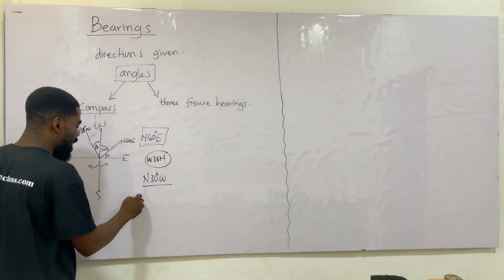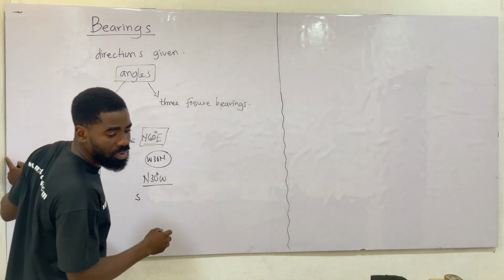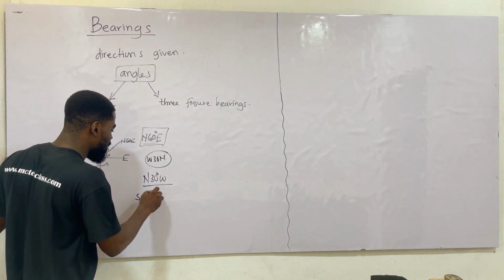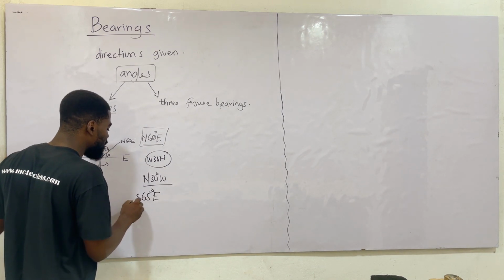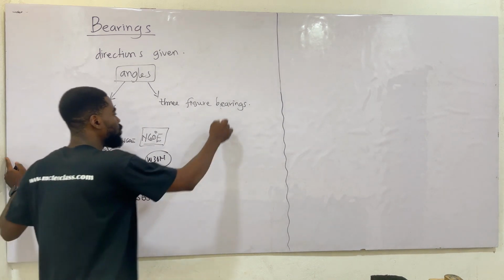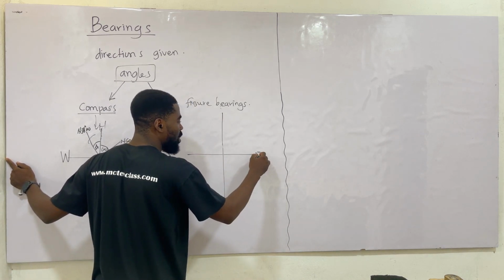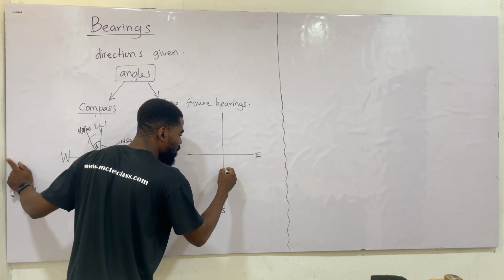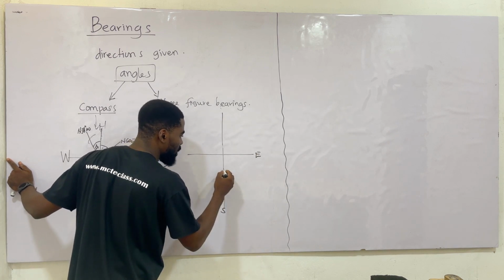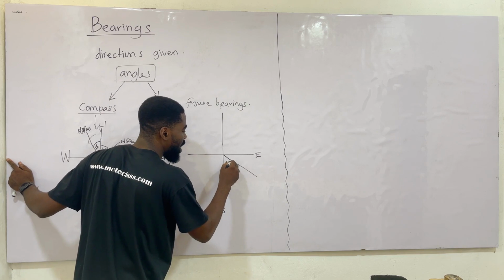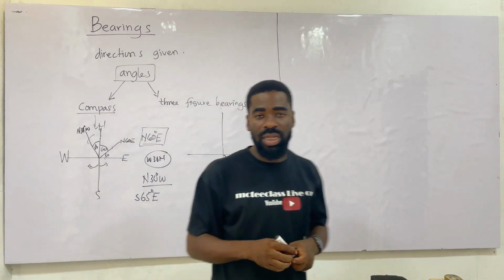If I have south, let me take an example here. I have south 65 degree east. If I'm to draw south 65 degree east, I need the south and I need the east. So that will give me south 65, so that would be 65 somewhere here. Good. So that would be my 65 degrees. I hope you understand what I'm saying here.